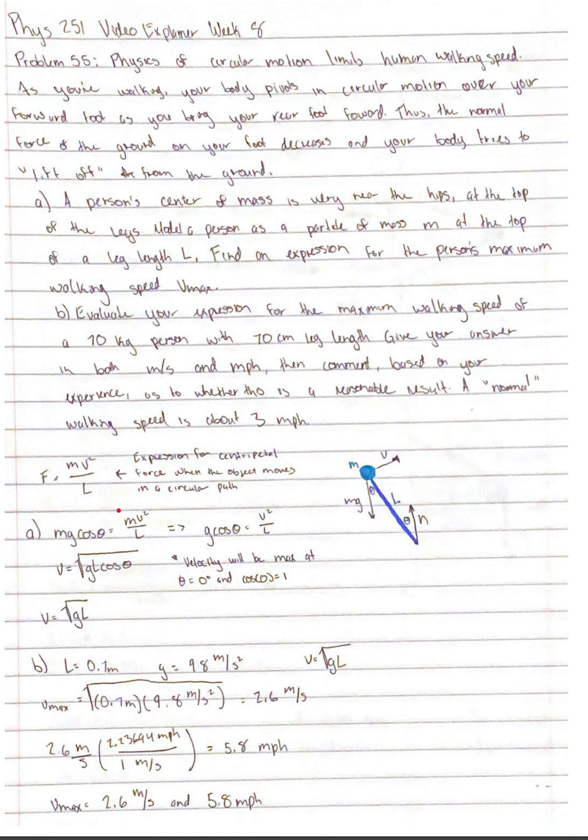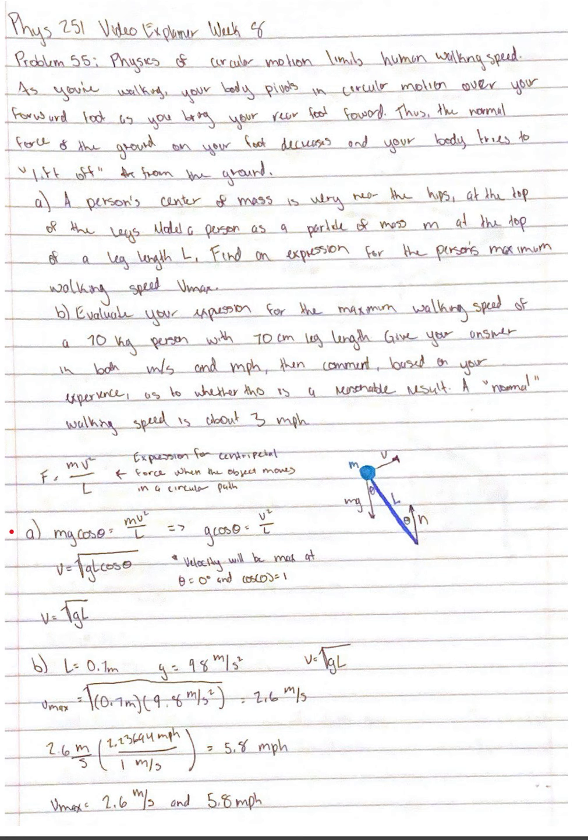And so over here we have written this equation. It's Newton's second law, which is force equals mass times velocity squared over, usually this is r, but for the sake of this problem, r will be L, which is the leg length, and this is also the expression for the centripetal force when the object moves in a circular path. So just some more important concepts.